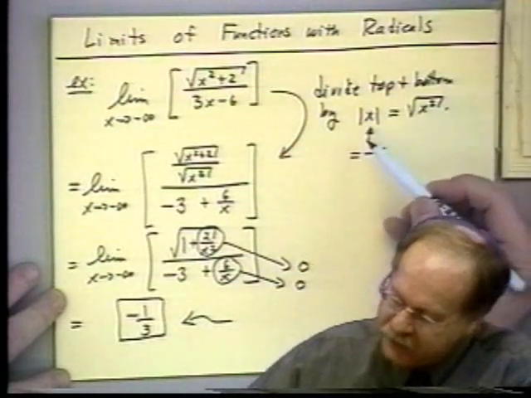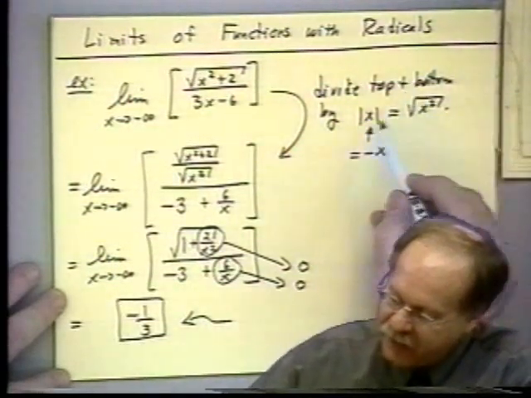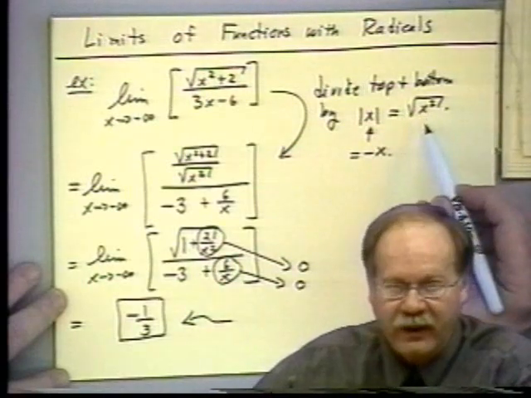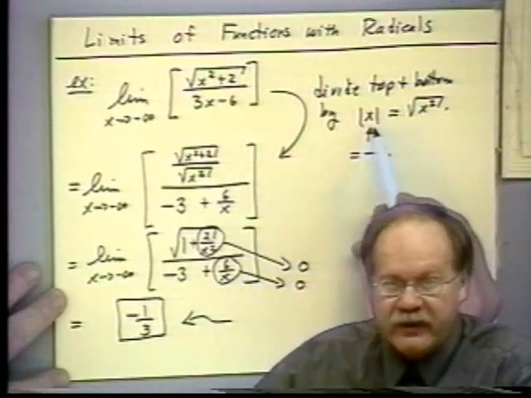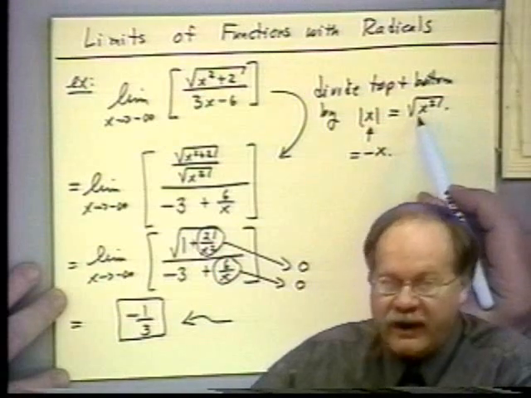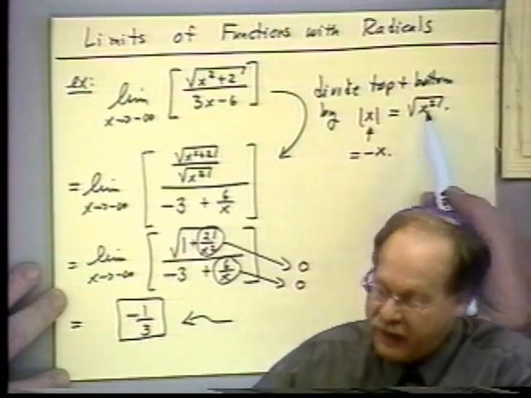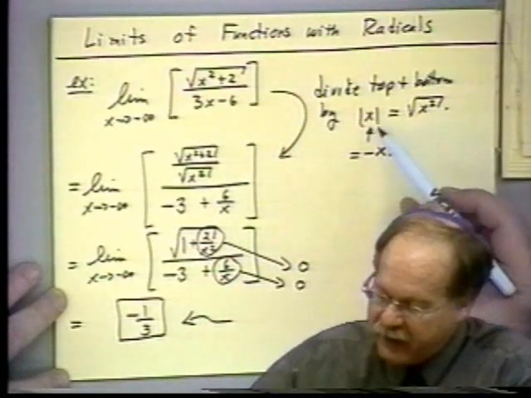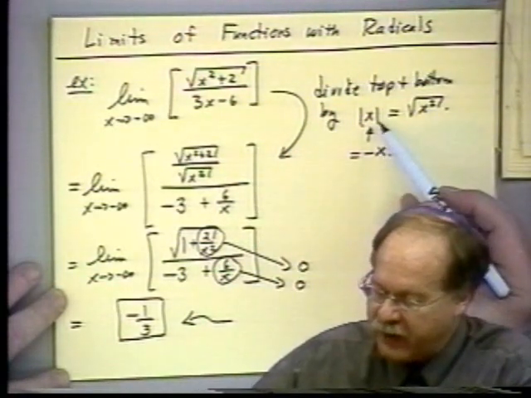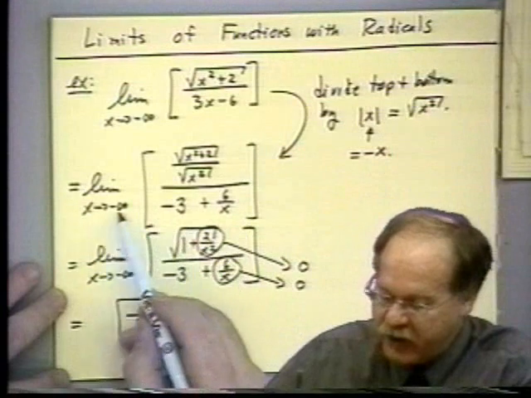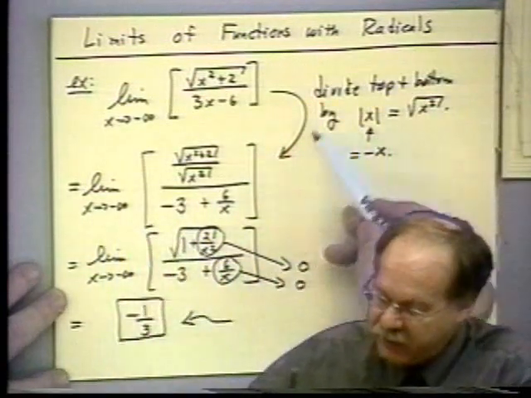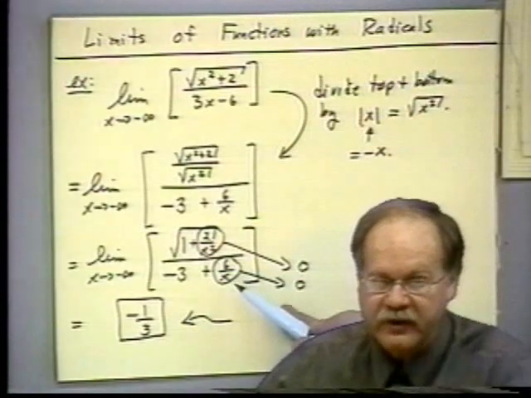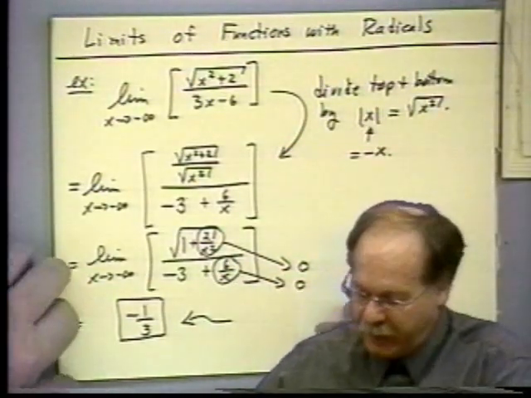So look what we did here. We divided the top and bottom by the same essential power of x. This is essentially x to the 1 power. It was absolute value because I wanted to divide by square root of x squared to get the top to work out. On the bottom, it turned out that I knew what the absolute value was. It's just minus x because I know which direction I'm going. So I simplified a little bit. But this is the same technique we use for the rational functions. It works very well here too.